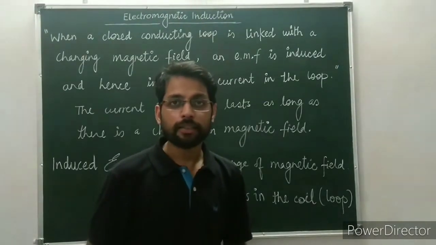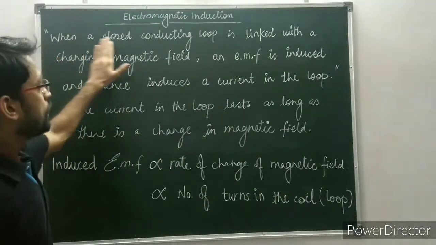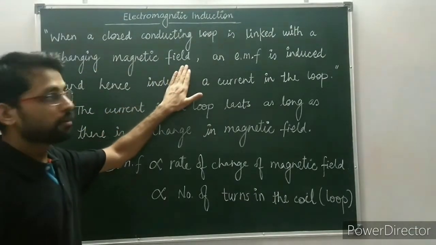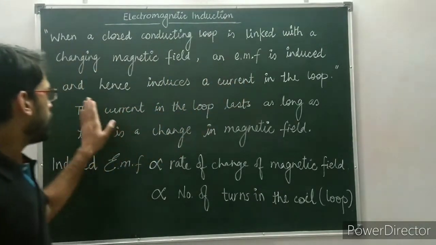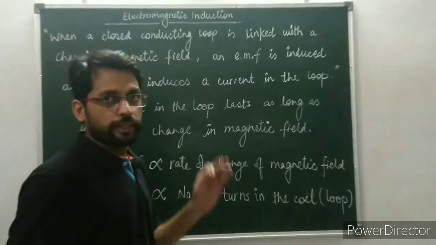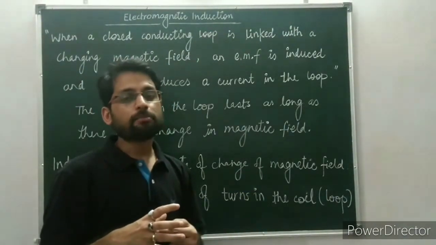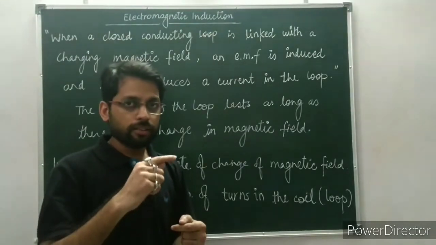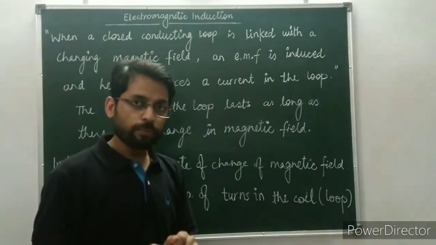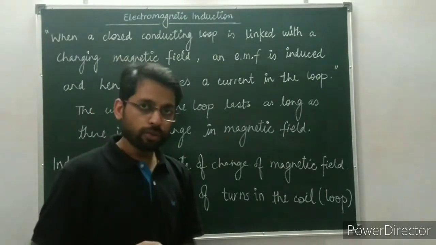Now write down the statement of electromagnetic induction: when a closed conducting loop is linked with a changing magnetic field, an EMF is induced and hence induces a current in the loop. It means when a closed conducting loop is linked with a changing magnetic field, an EMF is induced in the loop first, and when the loop is closed, an induced current will flow through the loop.